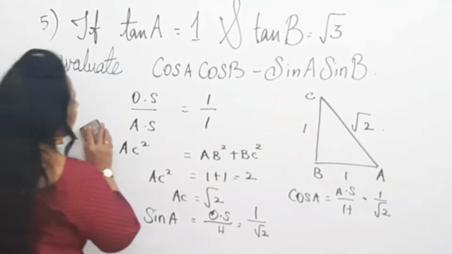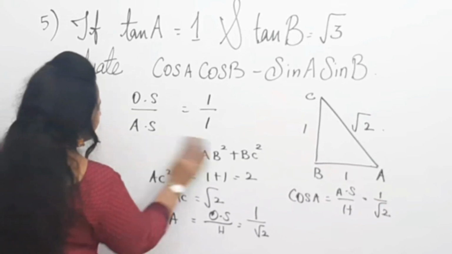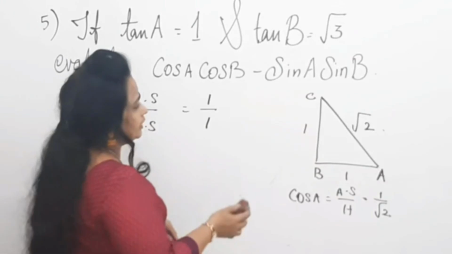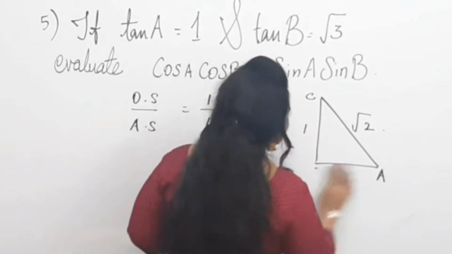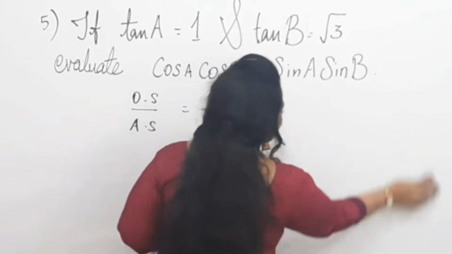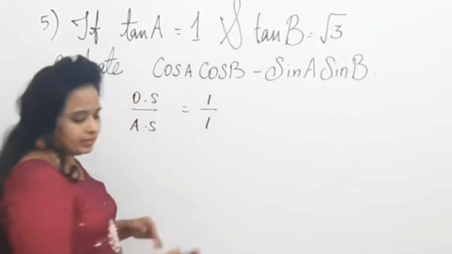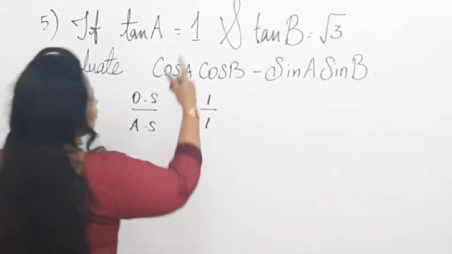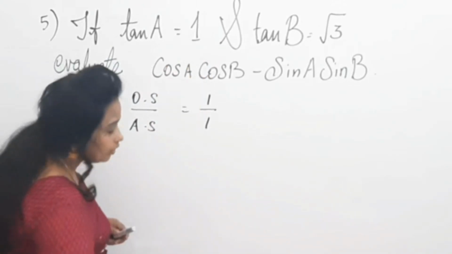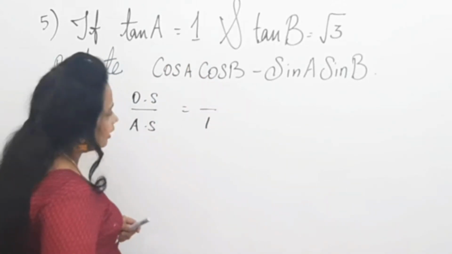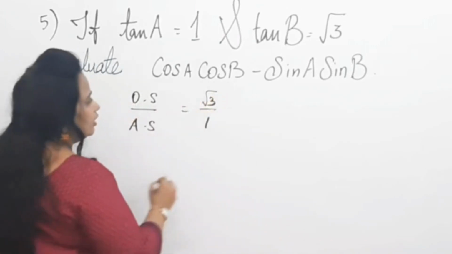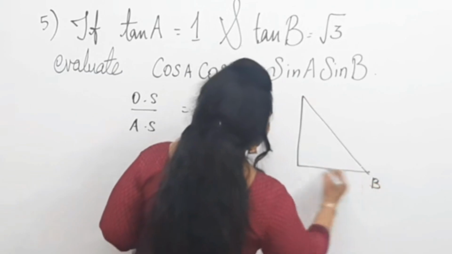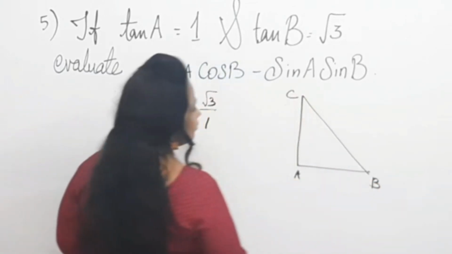So I would take another triangle. So as not to get confused, I'm going to change the vertices according to my convenience. You can do it. It is not advisable to stick to the same vertices, and to make it clear, you can take other vertices. So tan B is given as root 3. So the opposite side I'm going to take is root 3 by 1. So my triangle is B here, and I will take ABC here.